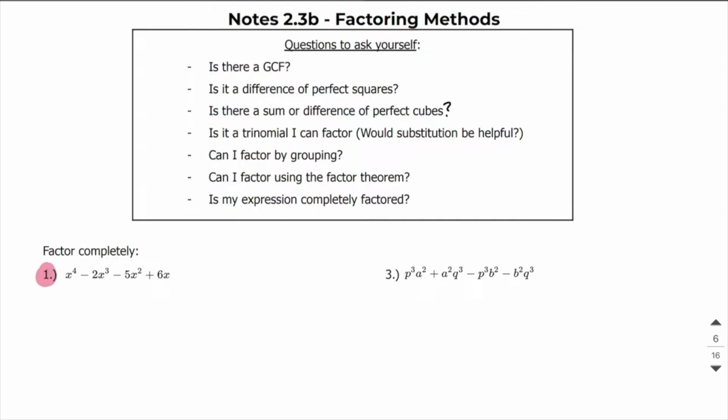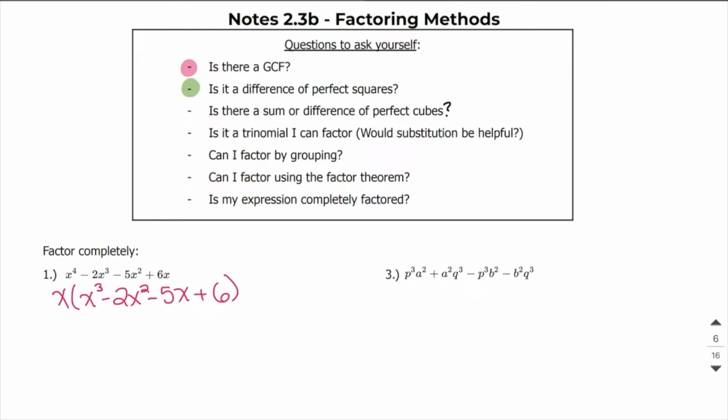For question number 1, the first question says, is there a GCF? So when I look at all of these terms right here, I can see that there's an x in common. So the first thing I'm going to do is factor out that x. So when I do that, I end up getting x to the power of 3 minus 2x squared minus 5x plus 6.